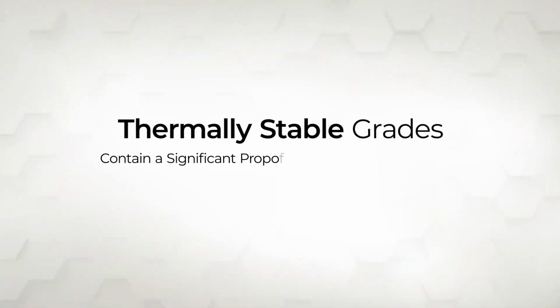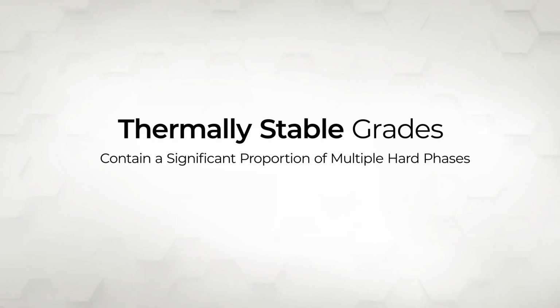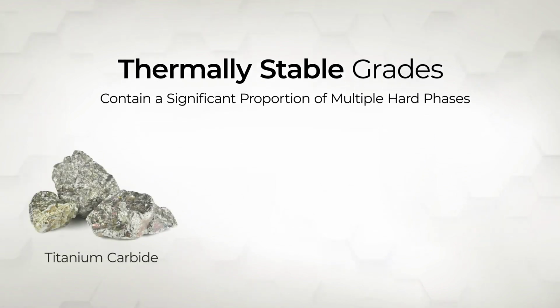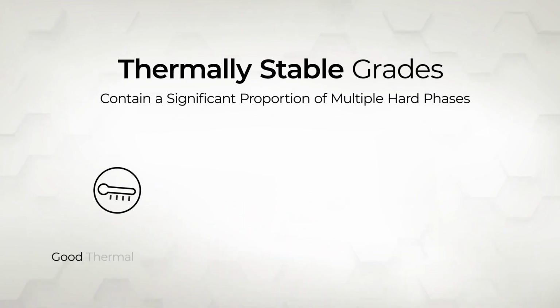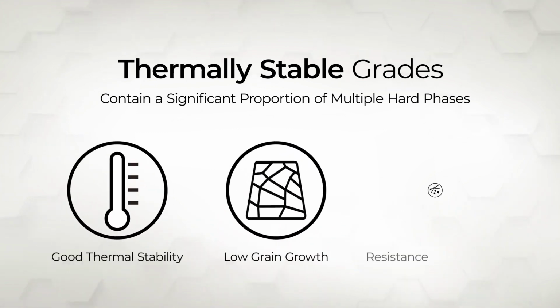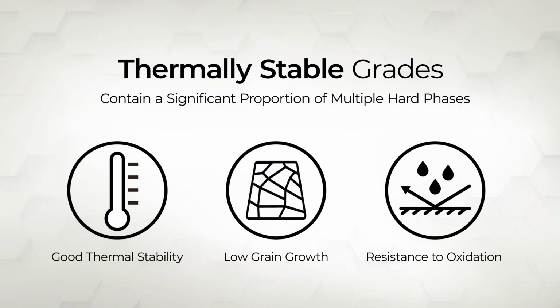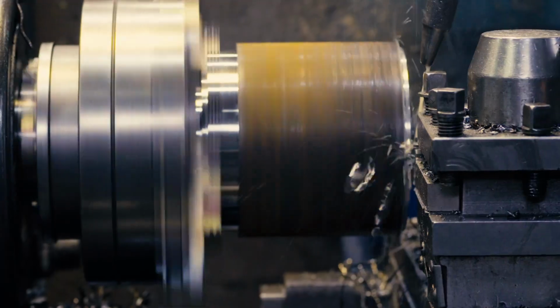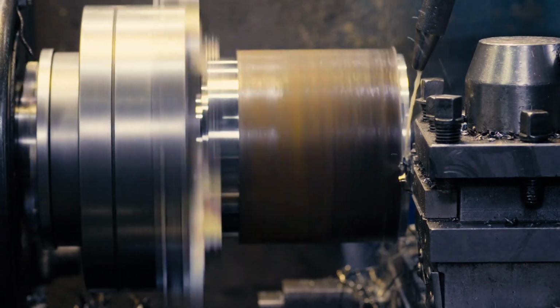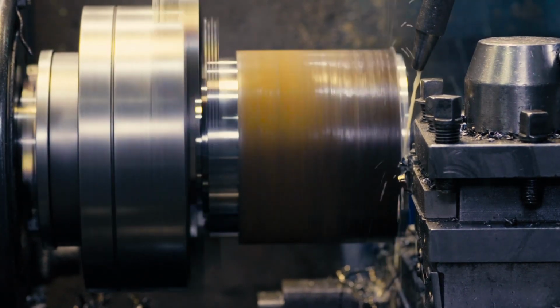Thermally stable grades contain a significant proportion of multiple hard phases that bond with each other, like titanium carbide, tantalum carbide, niobium carbide, together with tungsten carbide and cobalt. The main features of these grades are good thermal stability, low grain growth, and resistance to oxidation. These grades have been designed to provide a good balance of wear resistance and toughness in applications where there is intimate contact with materials that contain iron. Typically, these conditions arise in metal cutting applications. For example, pipe cutting or turning and milling in the creation of automotive parts, like crankshafts, camshafts, or precision gears.